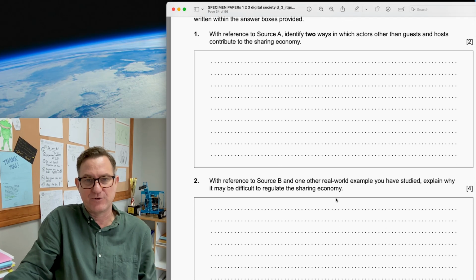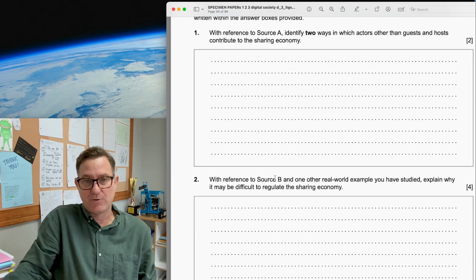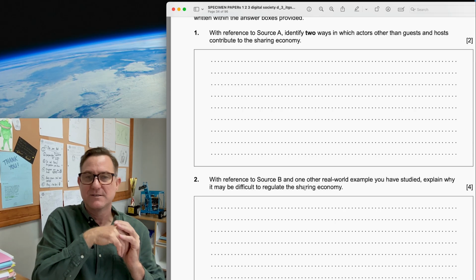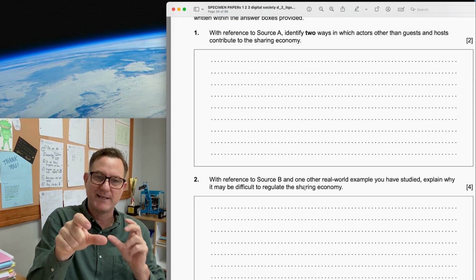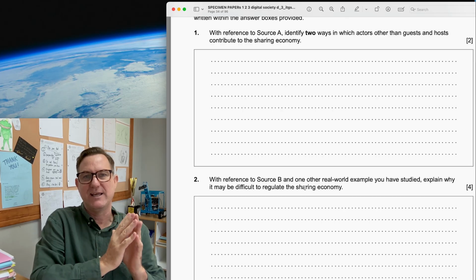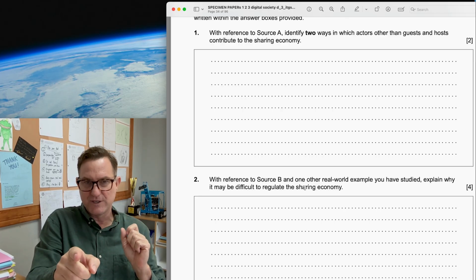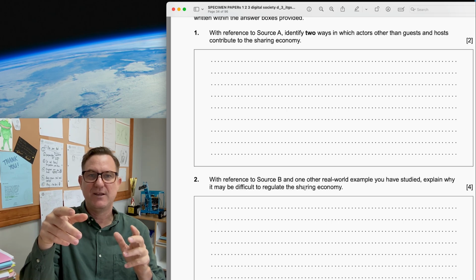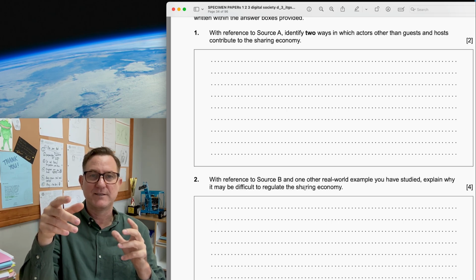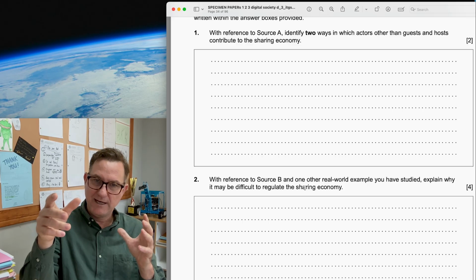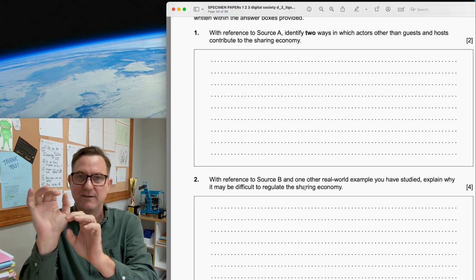Next question actually focuses on source B. Now it says here with reference to source B. So in your answer, you need to talk about source B. It says with reference, so make it clear and explicit that you're talking about source B. In source B, it says blah, blah, blah. That makes it really easy for the examiner to give you a mark there. And you also need to talk about other real-world examples you've studied. So this is a shared economy. So you're trying to think about, now what have I studied? Like I've studied Airbnb, or maybe I've studied Uber, which is a similar kind of thing. So you need to clearly identify that you have studied this.